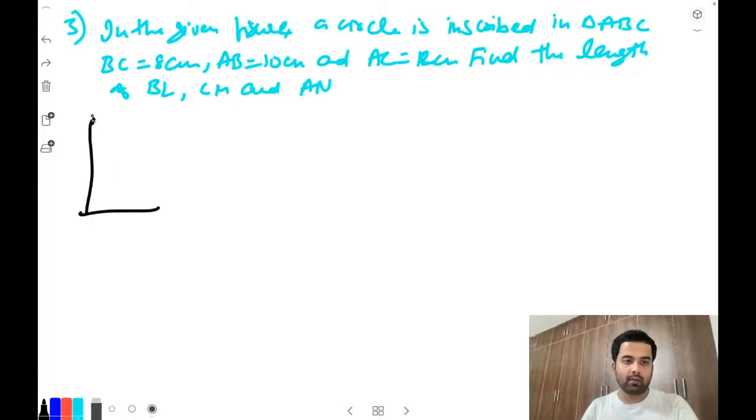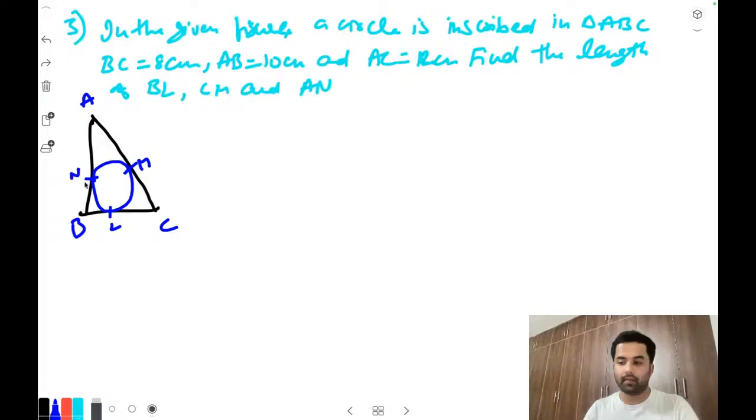Okay, so the triangle is provided like this. And a circle is inside it. Let me make a mark of everything. A here, B here, and C here. Here is L, here is M, here is N. And things are provided.